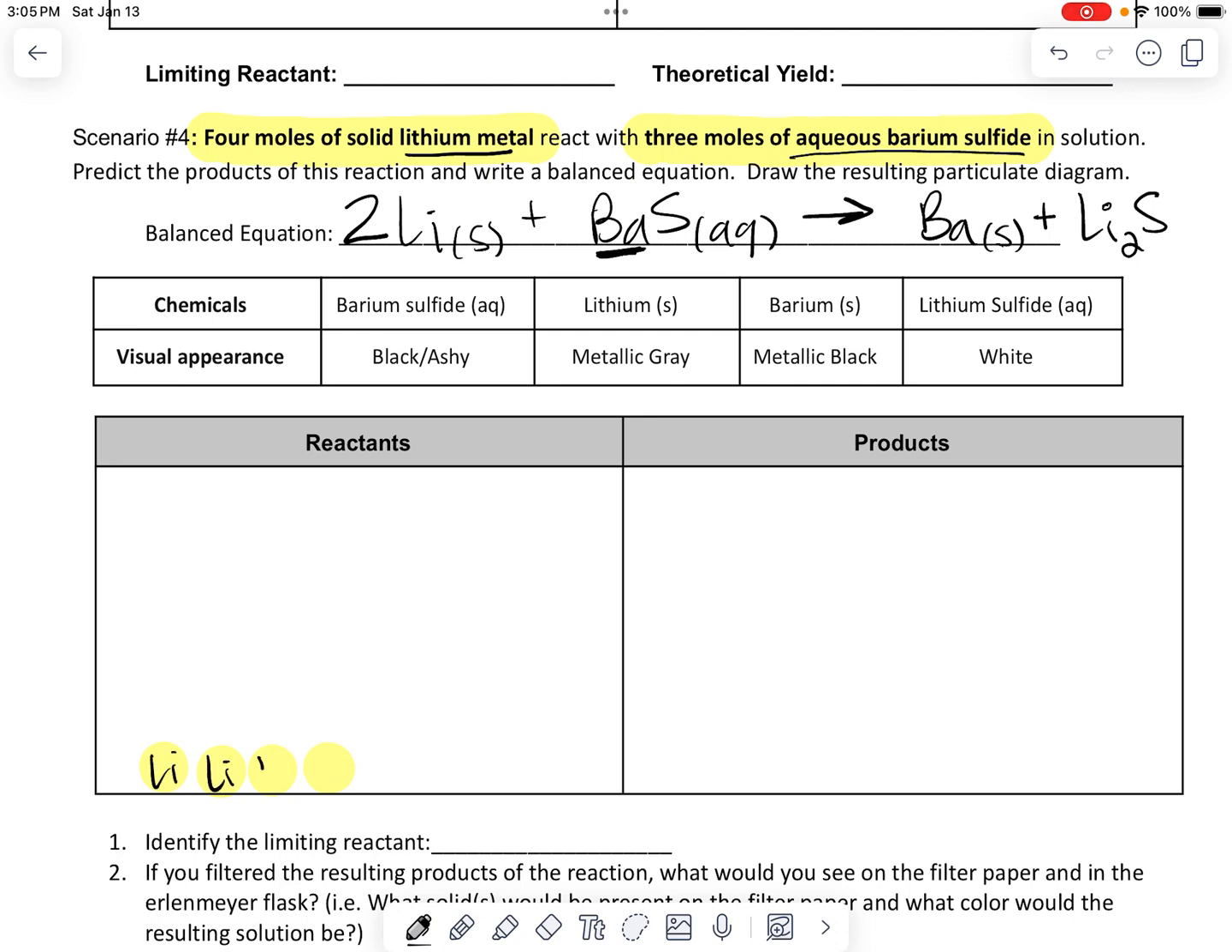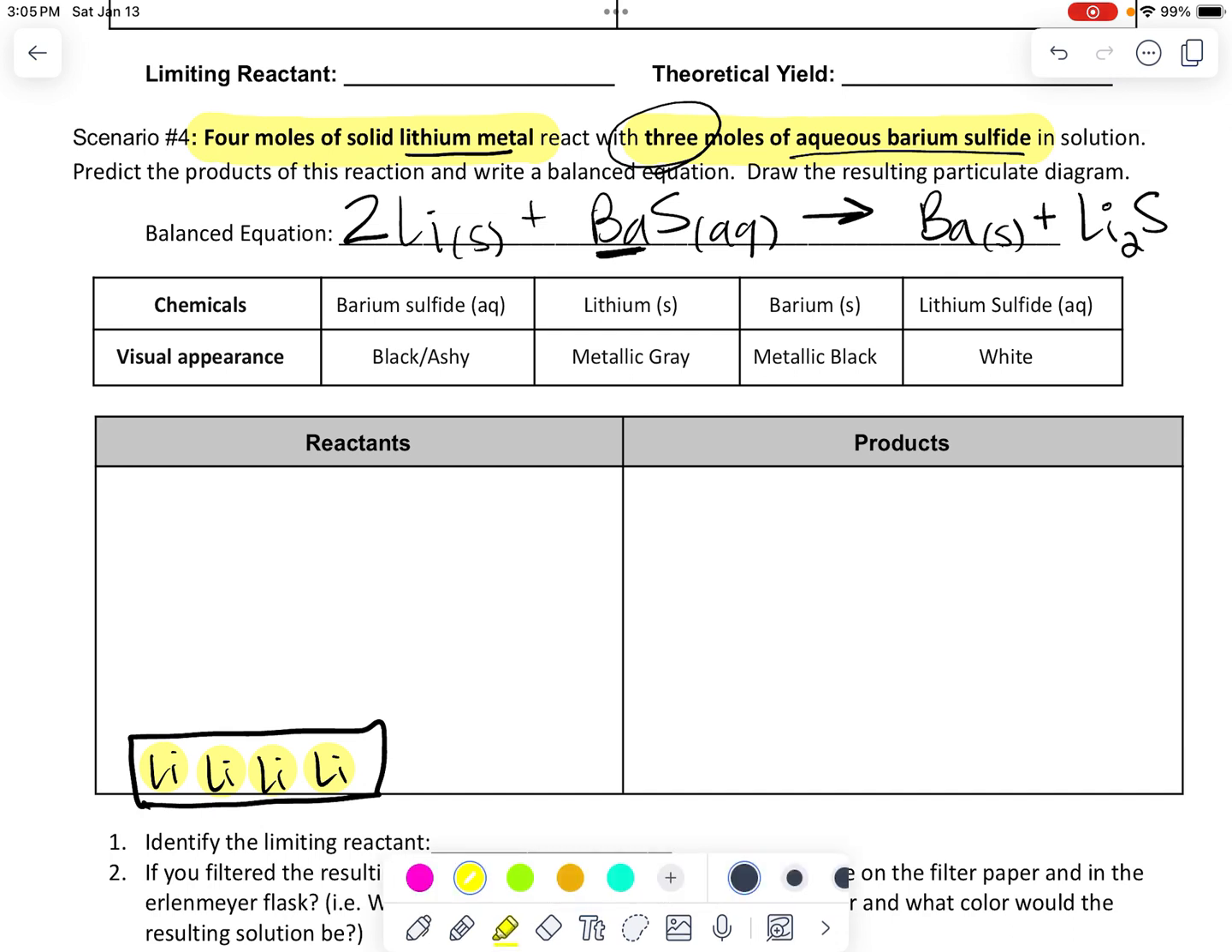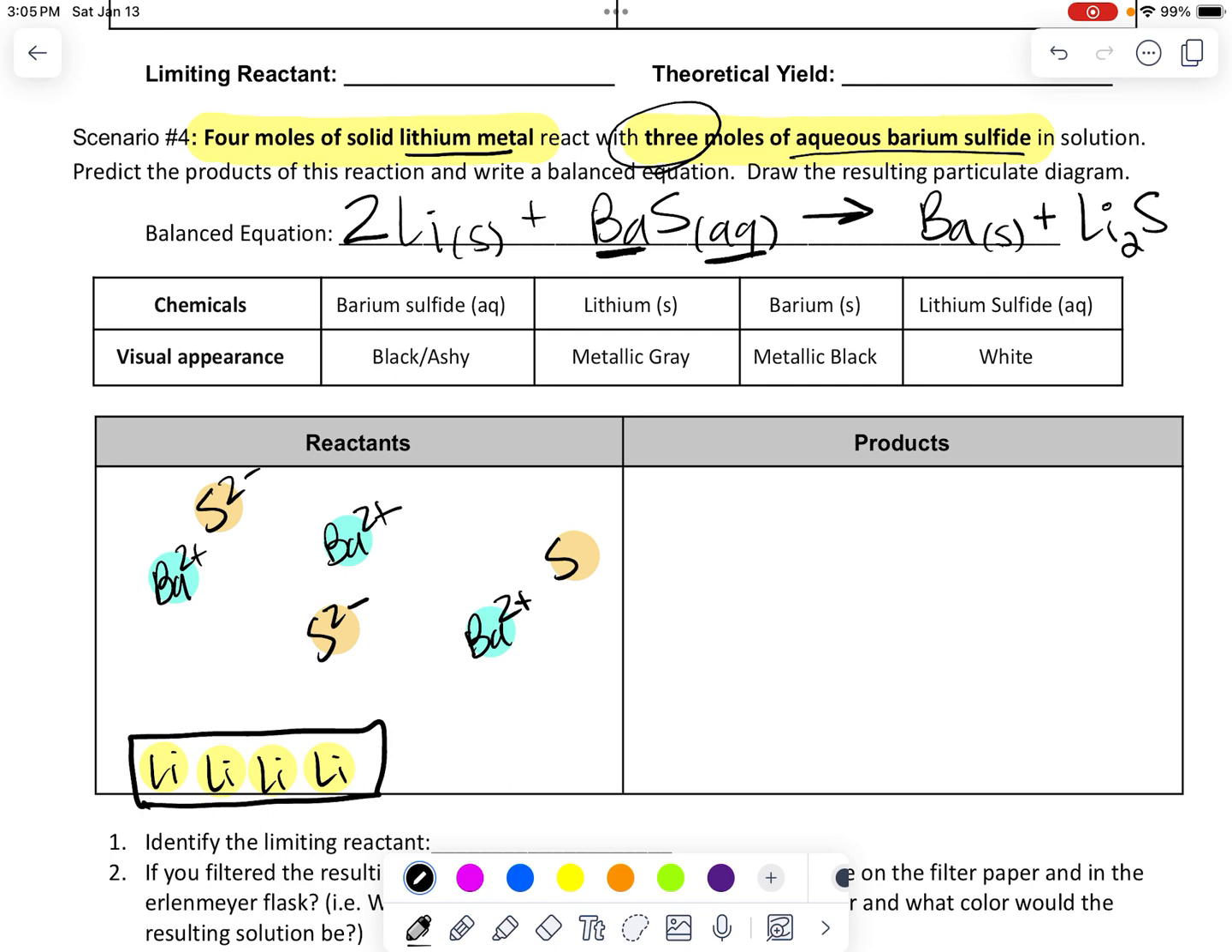I also will not put charges on my lithium solid, because we only have charges when it's an ionic compound. Lastly, I'm going to put this box around it. That just signifies that this is a solid. All right, then it says we have 3 moles of barium sulfide. So I will have 3 bariums and I will have 3 sulfides. Barium is a 2+ ion, and because it is aqueous, I am showing that charge. And then my sulfide is 2-. So it's a 1-to-1 ratio: for every barium, there's a sulfide.